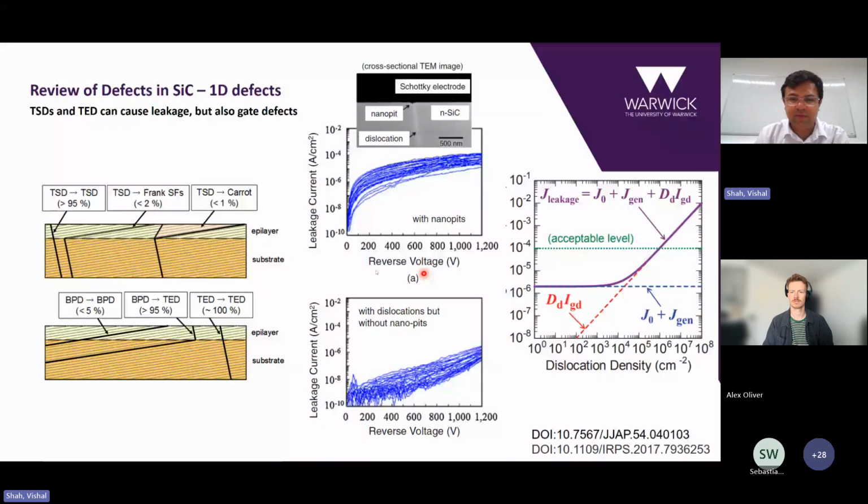And why are they detrimental? When they reach the surface, these TSDs and these TEDs, and even the BPDs, can create a nanopit. And what that nanopit does is it increases leakage in those devices in the off state. So being able to actually analyze those defects and where they are, and if it's a nanopit, is quite important. And one of the important points is the dislocation density. That becomes our almost standardized metric that we want to know coming from these wafers.